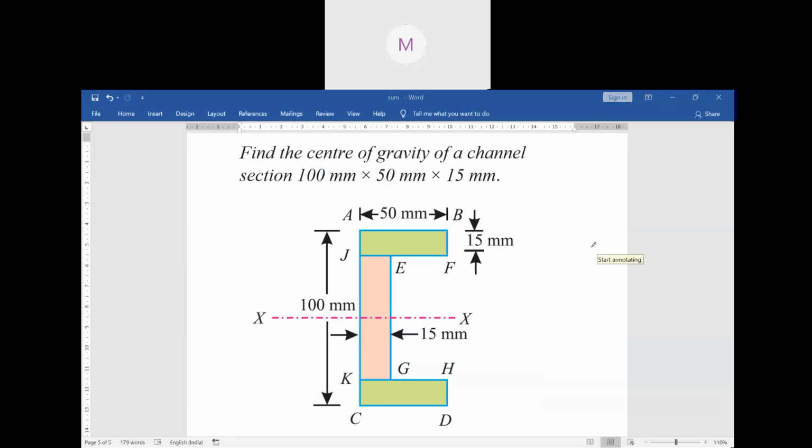So now if you pay attention, here how many figures are there? Beforehand we found out A1 and A2. Now here how many areas do we have to find out? 3. Good. You have to find out 3 areas. Now this is a C section or channel section.